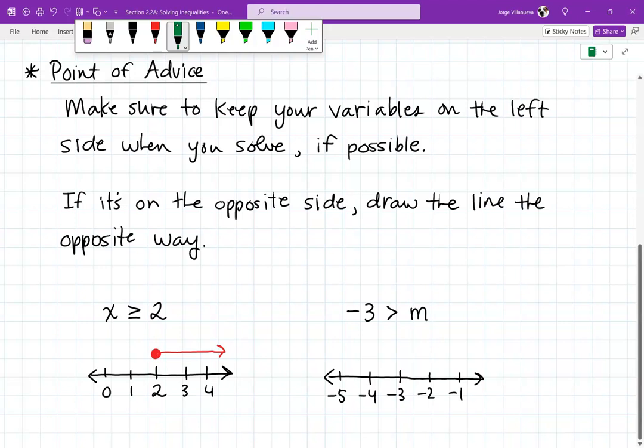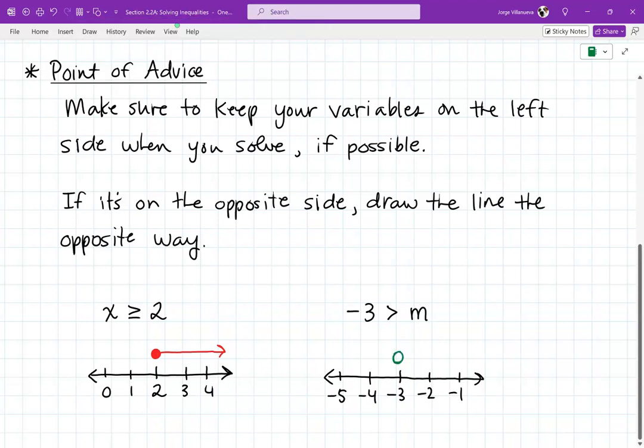Okay? And it does say greater than. What kind of dot is greater than? Is that empty or solid? Empty, right? Yeah, that one's empty. So empty dot. Now, you see how right now that symbol is pointing to the right. But my variable is on the wrong side. It's supposed to be on the left. It's on the right side. It's on the opposite side. So what did I say? If it's on the opposite side, draw the line the opposite way. So right now it's pointing to the right, so I'm going to go left. Okay? That's the trick to doing these things.